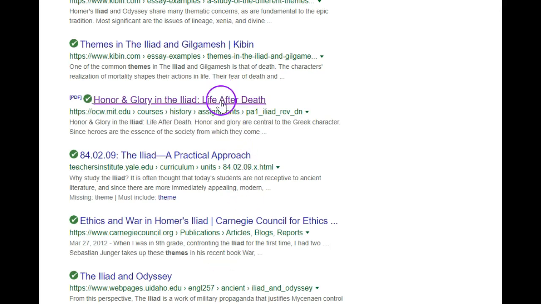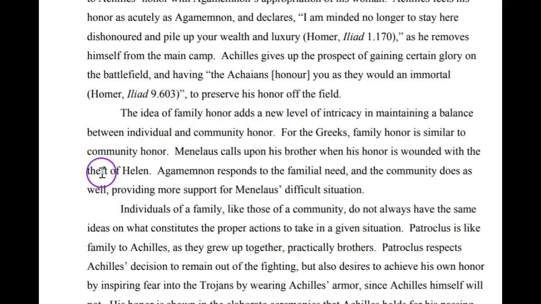But here is a paper that was submitted to MIT. And something with an .edu is generally something from an educational source and therefore vetted. So let's look at this PDF and see what I can find that I can use instead of a quote from SparkNotes. Okay, I found this one sentence that I can use.